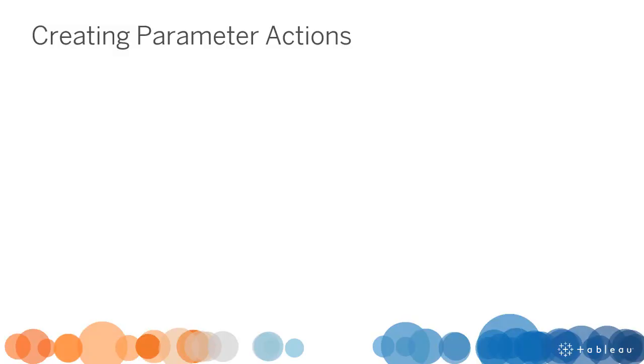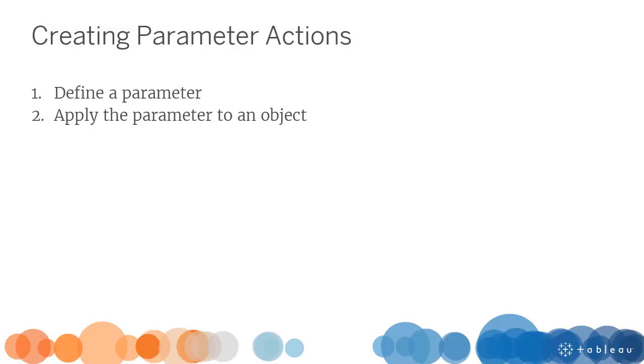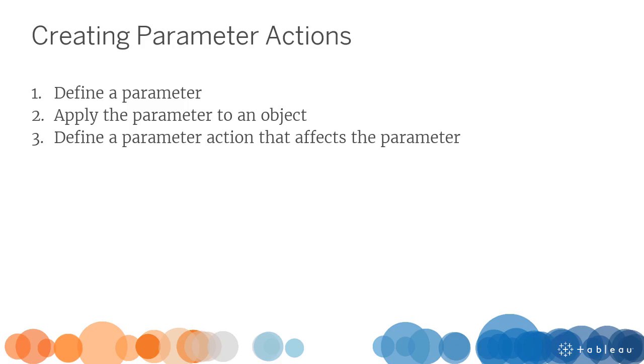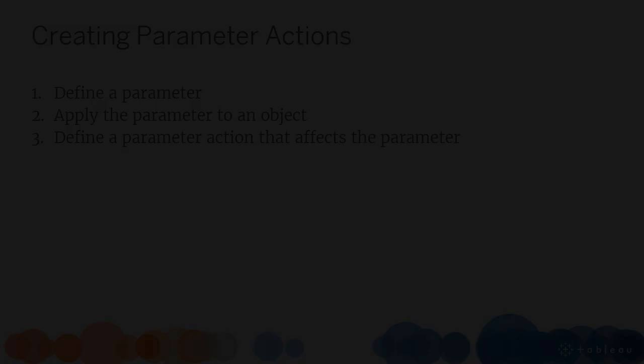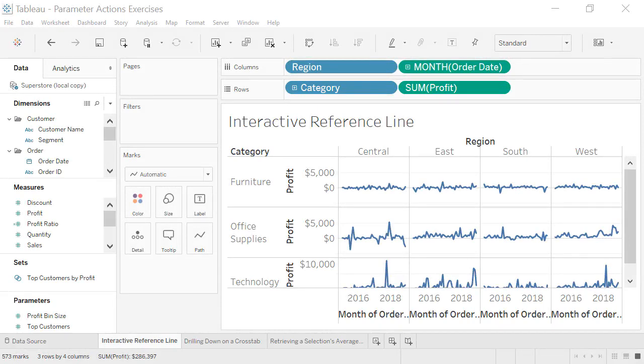To use parameter actions, we define a parameter, apply the parameter to an object, and then define a parameter action that will impact the value of the parameter. For our first example, we will create a grid with multiple panes where clicking on a mark will define the reference line value for the entire table.